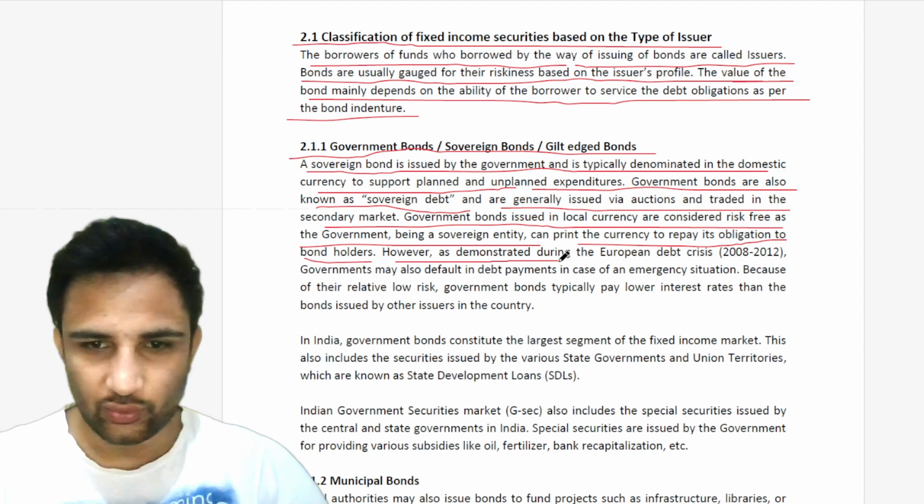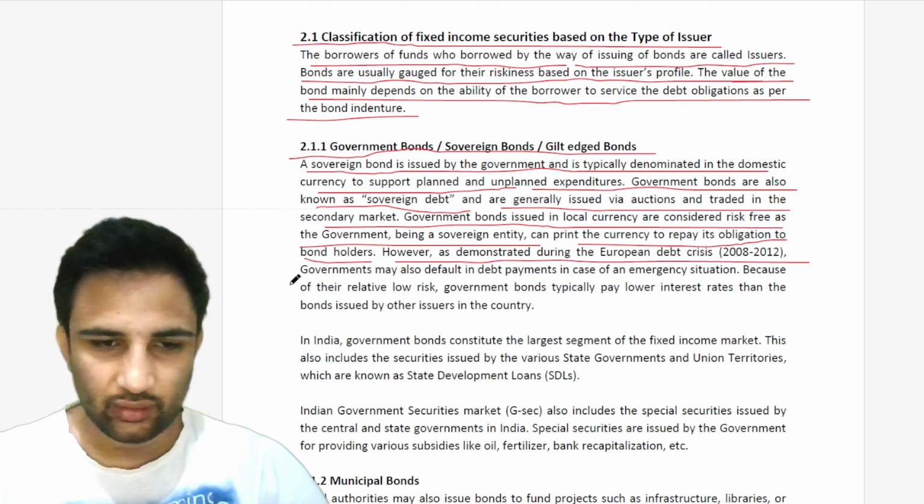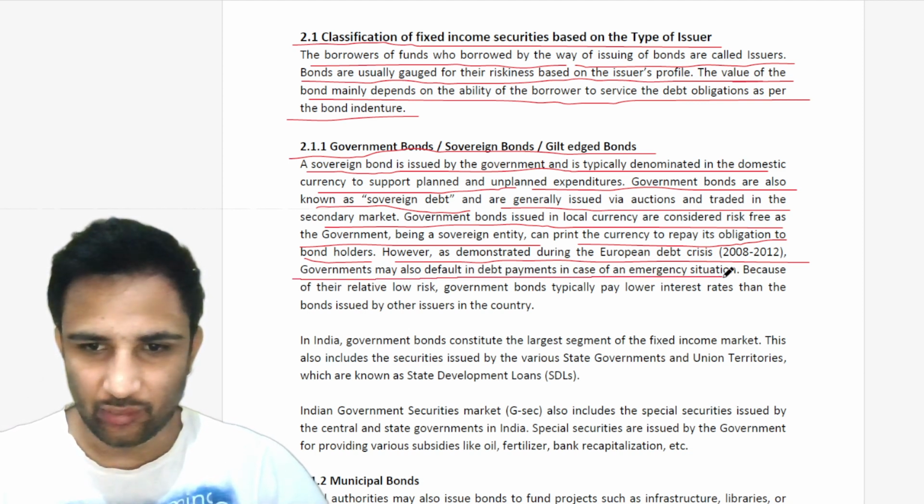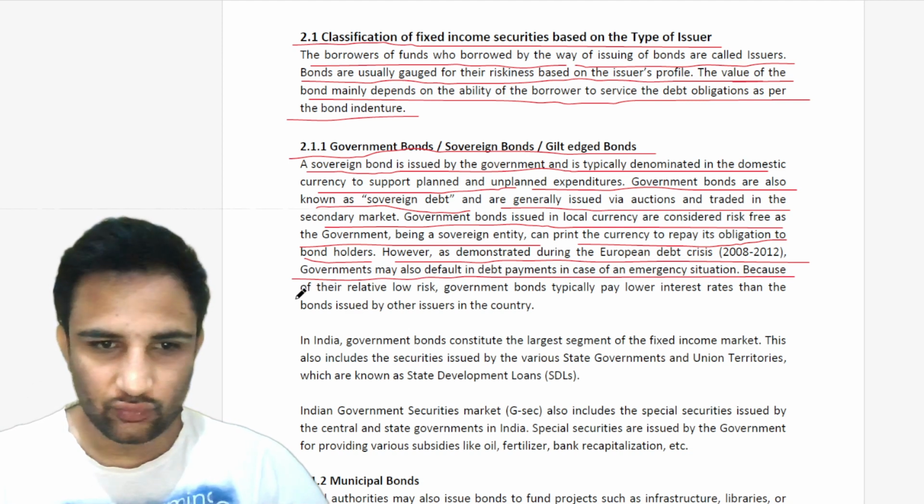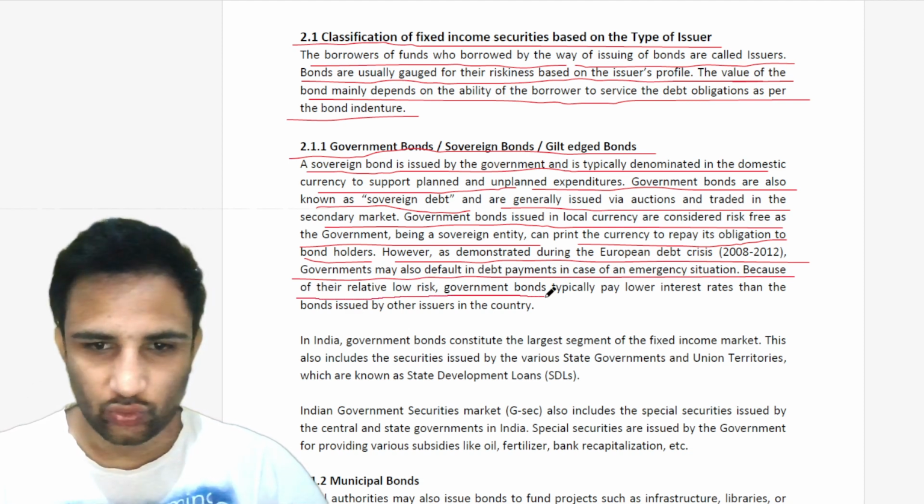However, as demonstrated during the European debt crisis of 2008 to 2012, governments may also default on debt payments in case of an emergency situation. Because of their relatively low risk, government bonds typically pay lower interest rates than the bonds issued by other issuers in the country.